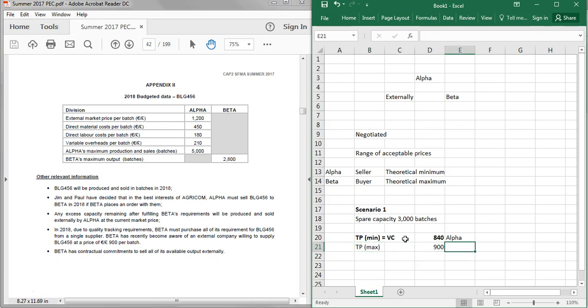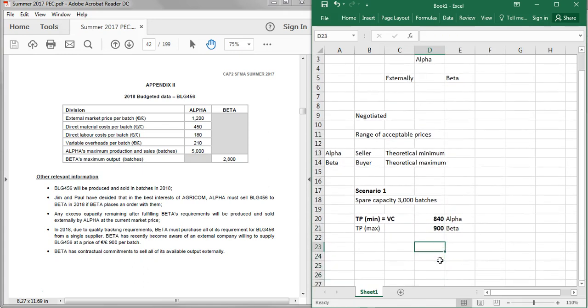There would be no reason for Beta to pay more than 900 because that's where they can buy it elsewhere. And if you look at each division separately, why would we pay more than 900 to Alpha when I can buy it elsewhere at 900? So in this case, there is an acceptable range to negotiate. It does make financial sense. So we can see here, if any transfer price was agreed between 840 and 900, it makes sense for both parties. So for example, we'll just say the transfer price was set at 880. Just for example, it can be any of them.